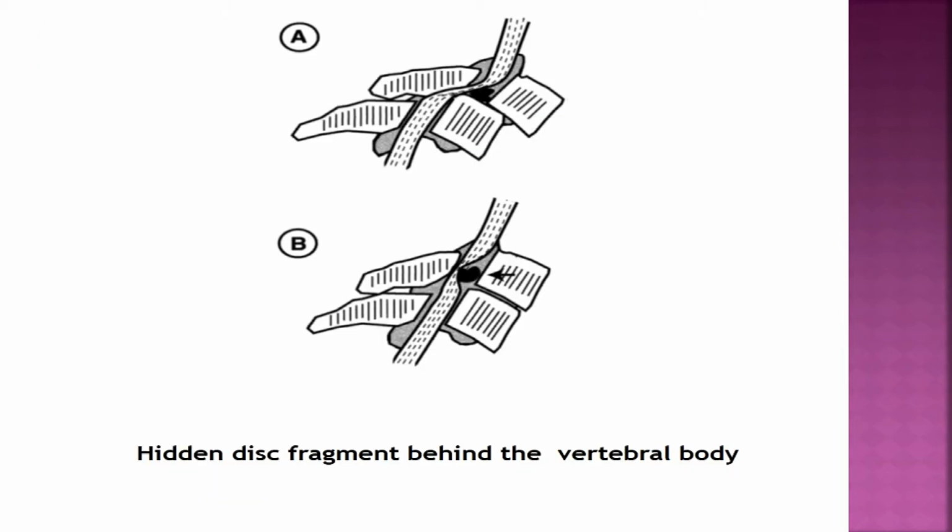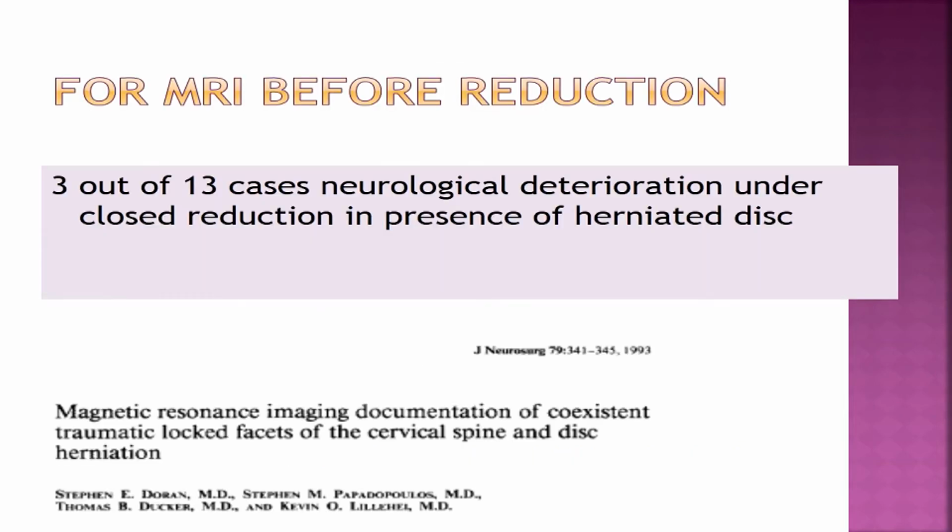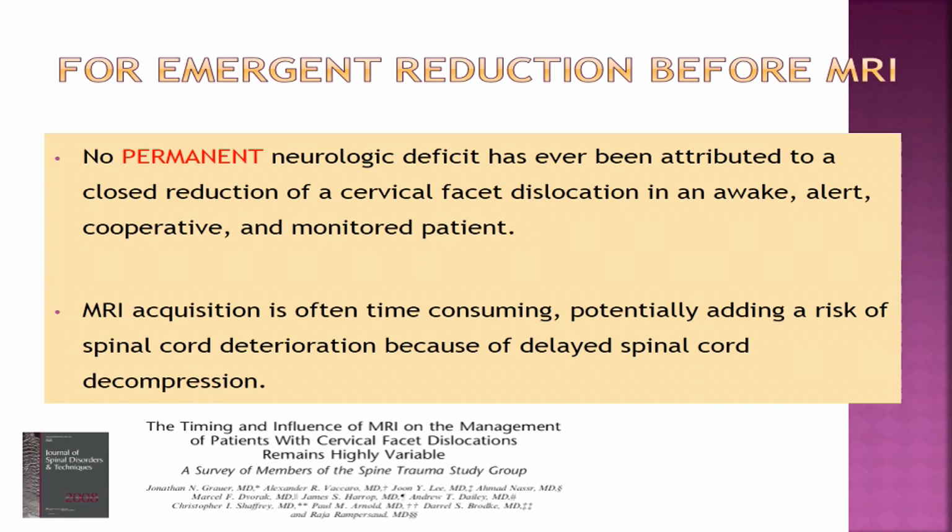This gains prominence because when there is a dislocation, the herniated disc usually lies posterior to the vertebral body, and when you try to reduce, the disc fragment is displaced into the vertebral canal and can compromise the already injured cord or a normal cord, and the patient can develop a neurological deficit. This stemmed from a paper which reported that 3 out of 13 cases had neurological deterioration following a closed reduction in the presence of a herniated disc. However, a recent paper from the Spine Trauma Study Group noticed that no permanent neurological deficit has ever been attributed to a closed reduction of a cervical facet dislocation in a patient who is awake, alert and cooperating.